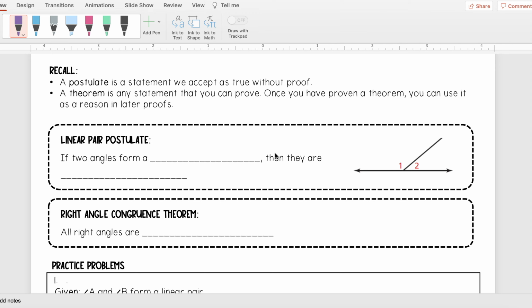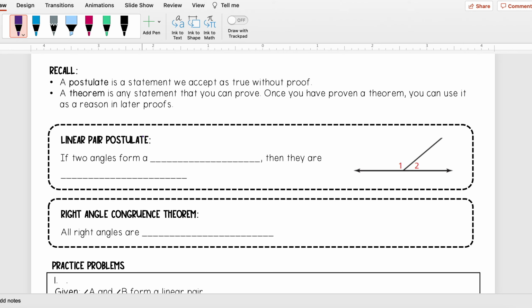So for this video, we're going to be looking at a couple of new postulates and theorems that we have. If you recall, a postulate is a statement we accept as true without proof, so we don't have to prove those. But a theorem is any statement that you can prove. And once you have proven a theorem, you can use it as a reason in later proofs. So with these theorems, I will be providing a proof so that we can go ahead and use them in later proofs. This first one is a postulate, so we don't have to prove it.